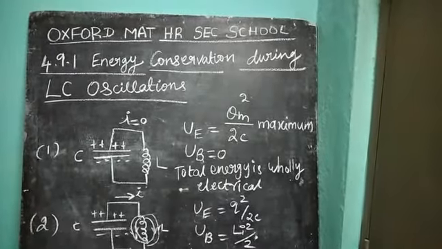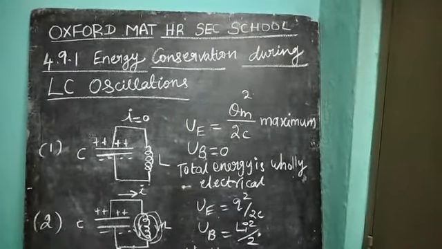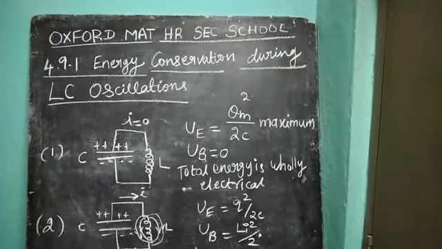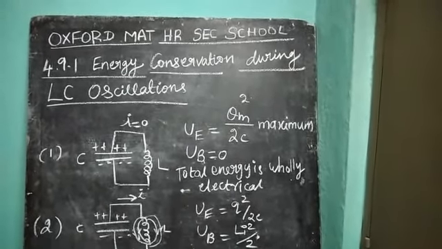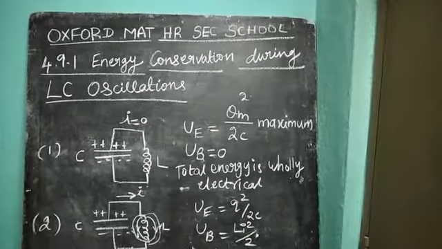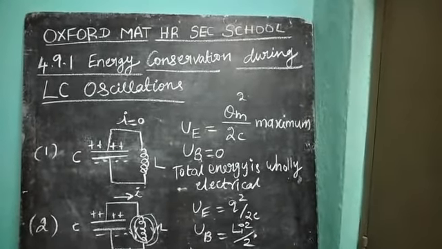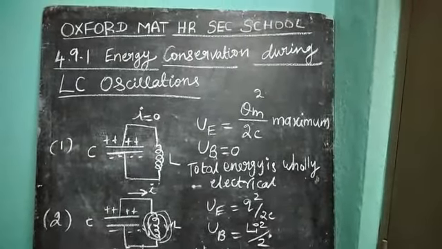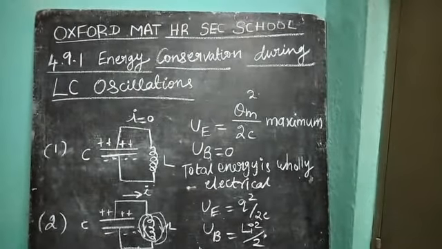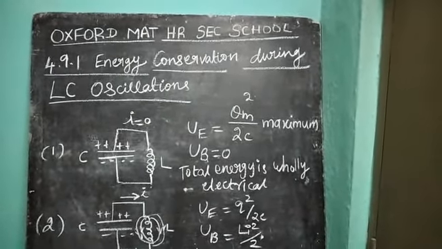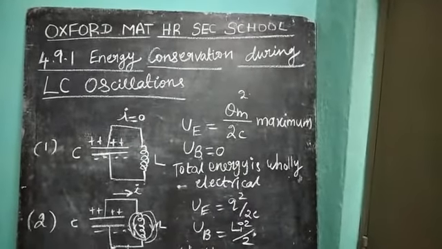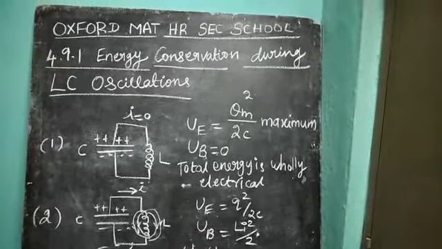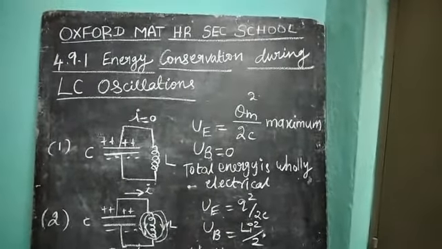Energy given to the LC circuit oscillates between the electric field in the capacitor and the magnetic field in the inductor. So electrical oscillations of definite frequency are generated. These oscillations are called LC oscillations.